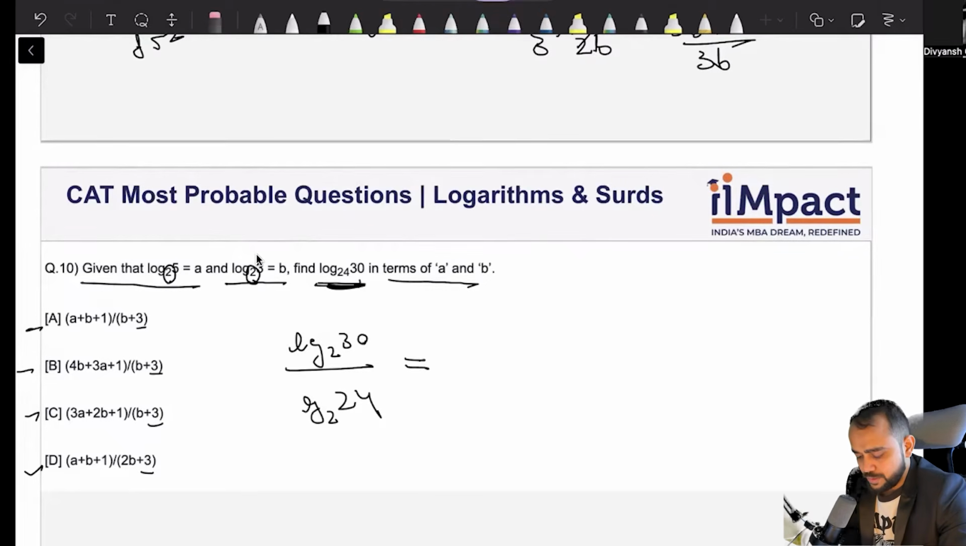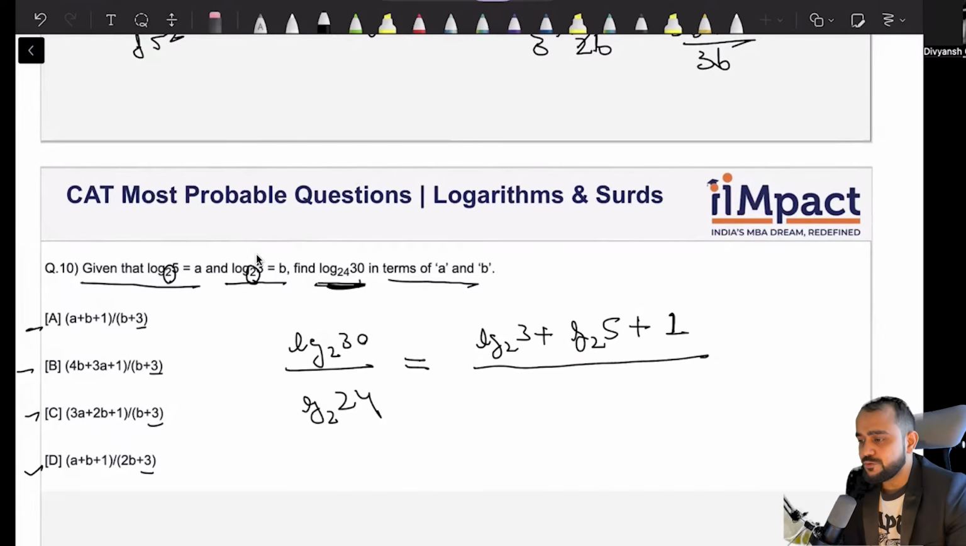So this will turn out to be 3 into 2 into 5, which is your log 30. The factors of 30 is 3 into 2 into 5. So I can write this as log 3 base 2 plus log 5 base 2 plus log 2 base 2, which is 1, divided by 24 is 8 into 3, that is 2 cube into 3. So I can write this as log of 8 base 2 plus log of 3 base 2. Now log of 8 base 2 is going to be 3.